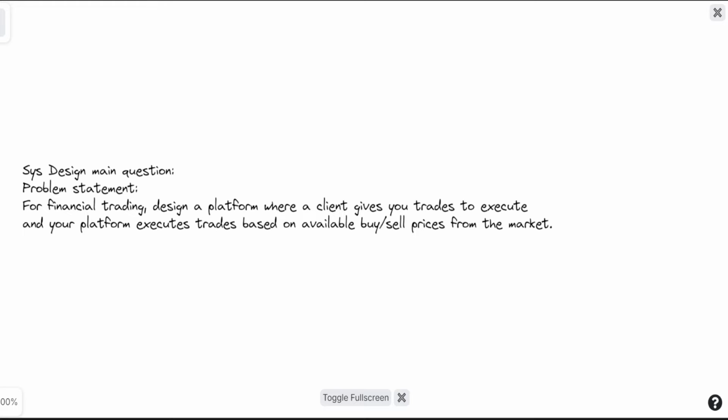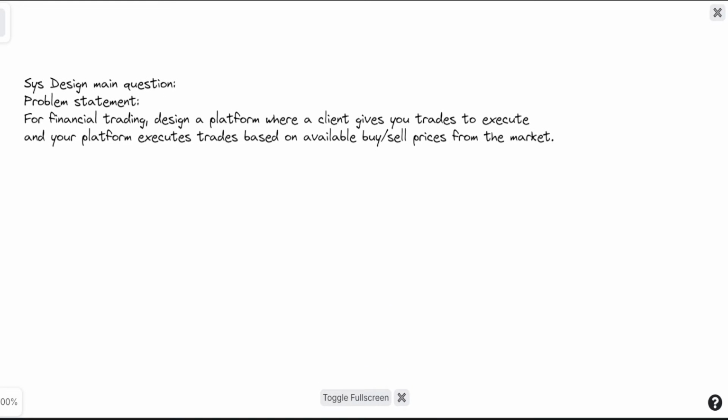Okay, so for financial trading, design a platform where a client gives you trades to execute, and your platform executes trades based on available buy or sell prices from the market. Gotcha. So this platform sounds like a Robinhood kind of platform, basically creating a financial exchange trading app. So let me just put it there. I'll write the functional requirements first.